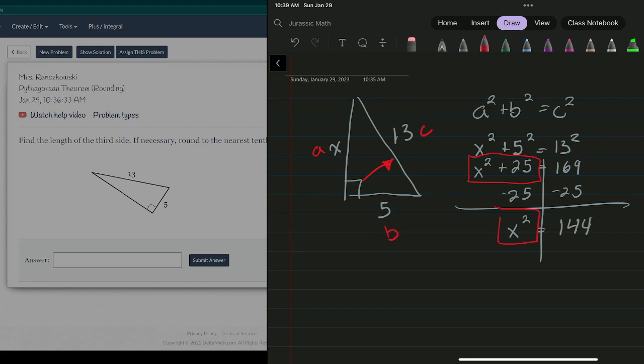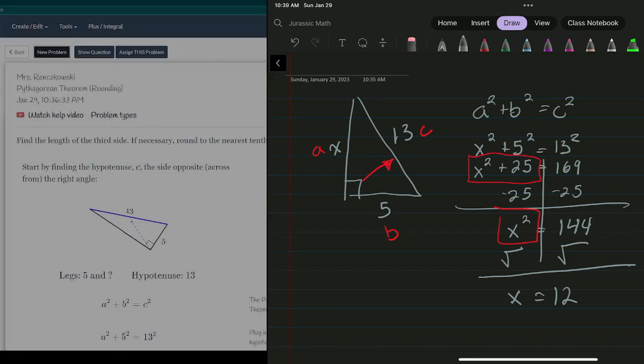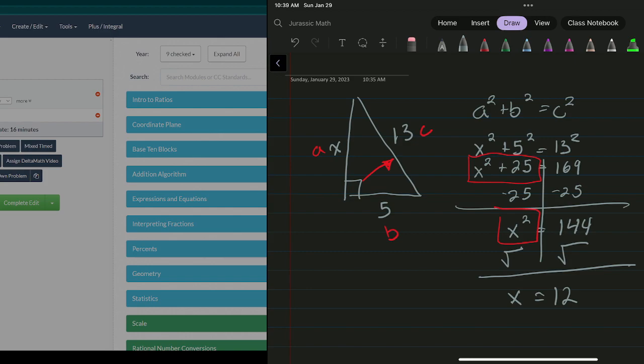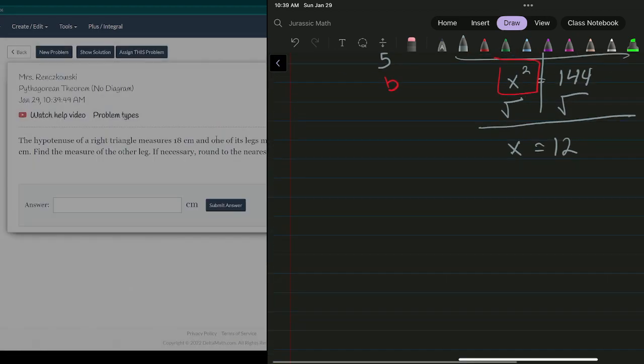And our final step, to undo squaring a number, we square root a number. And that gives us x equals 12. So our answer is 12. We can type that into Delta Math, hit yes, and we got it correct. Now, the other one on here is just Pythagorean theorem with no picture given to us.